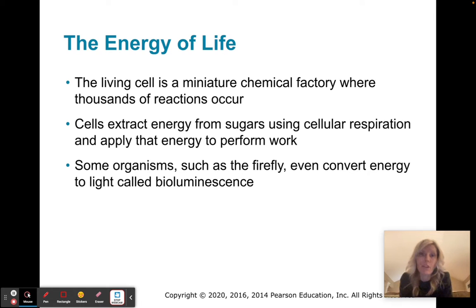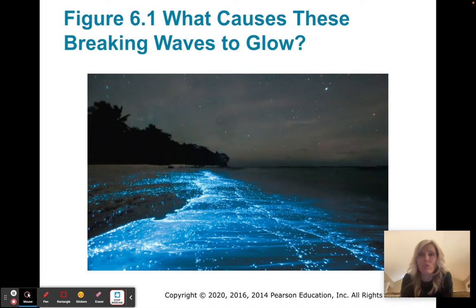So basically, on the energy of life, all living organisms are made up of cells, and they're like little chemical factories. Cells have to be really energy efficient. Every cell has energy demands, things that the cell needs to do. So there have to be ways that the organism or the cells individually can complete their tasks and get the energy they need.